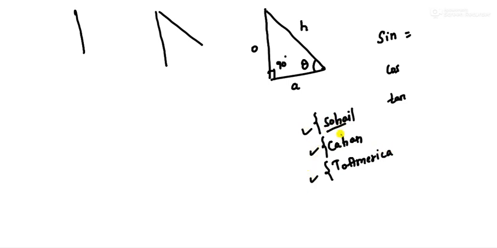So the trick is the first three letters: S for sine, C for cos, T for tan, O for opposite, and H for hypotenuse. So sine is O by H. Here, A for adjacent and H for hypotenuse. Here tan, O for opposite and A for adjacent. They all are of theta. So these three you have to remember first.